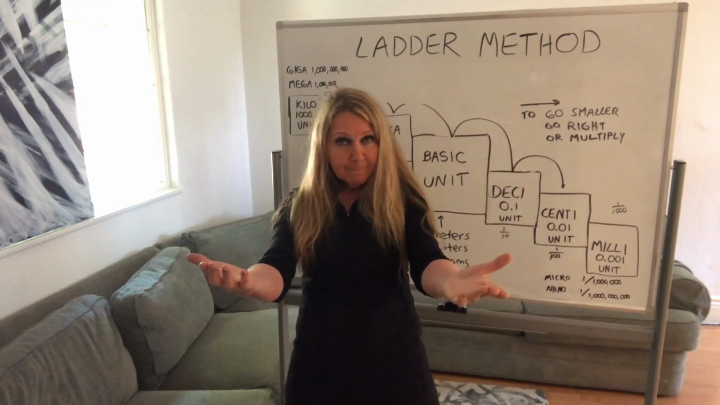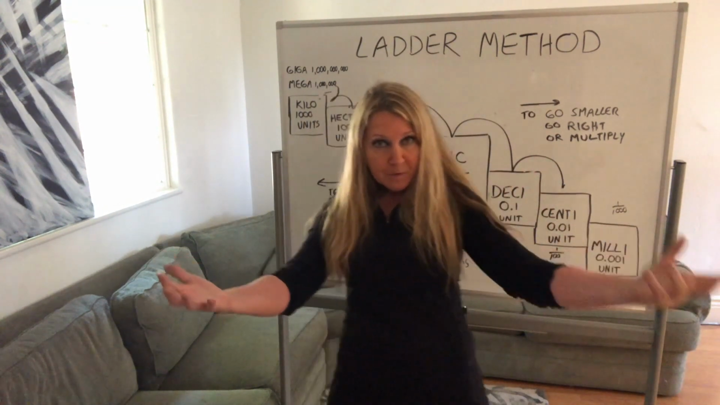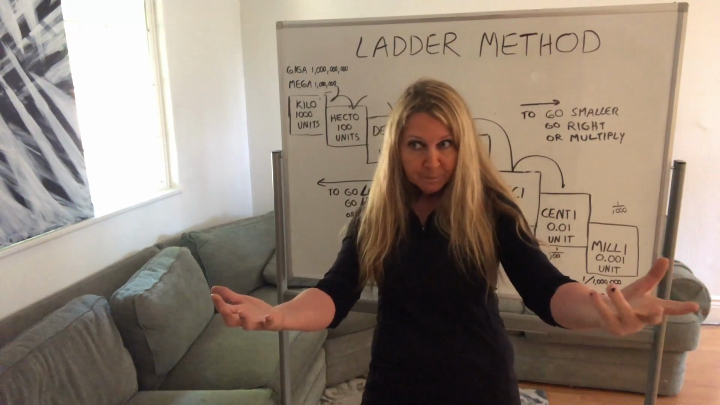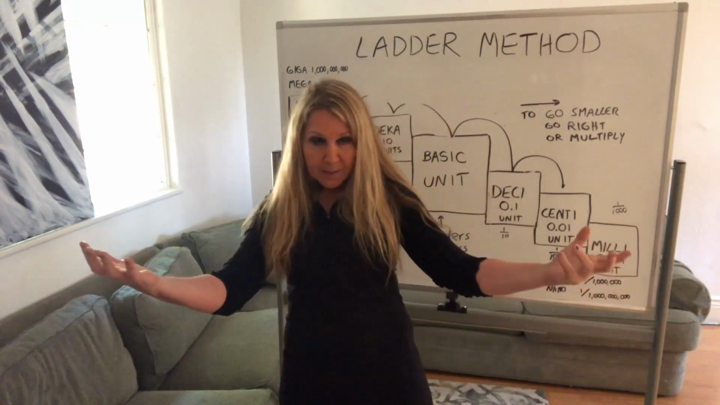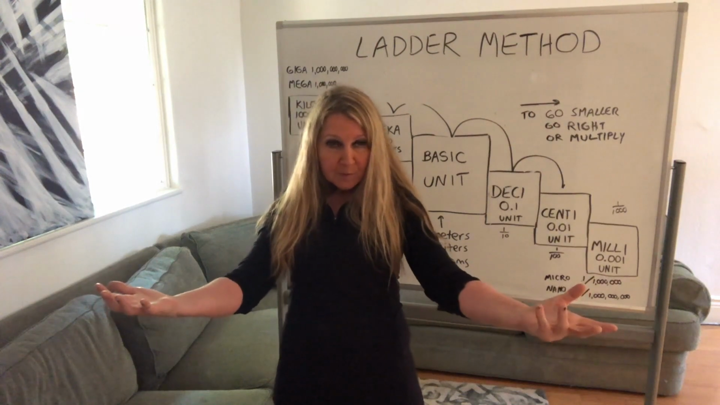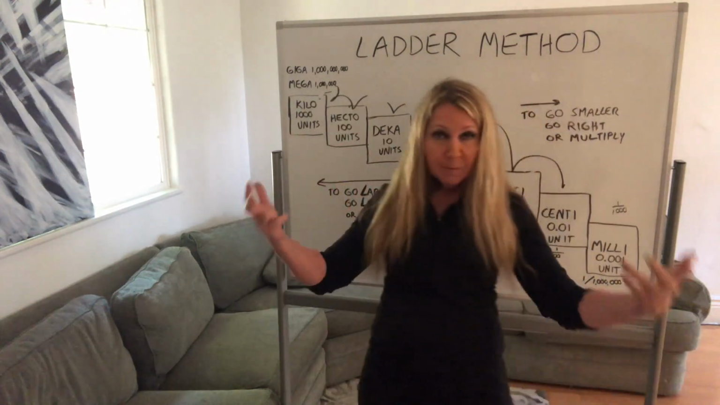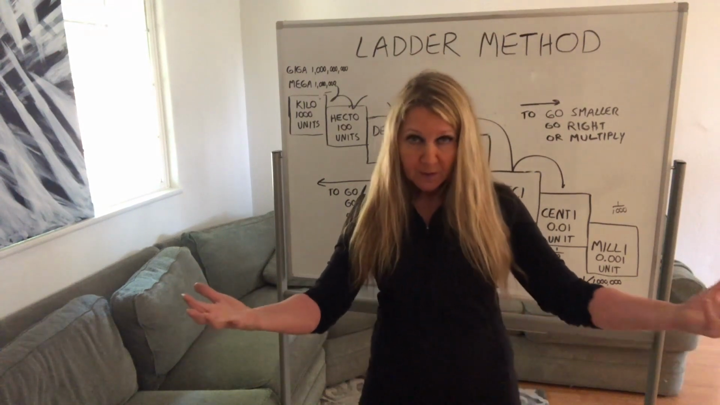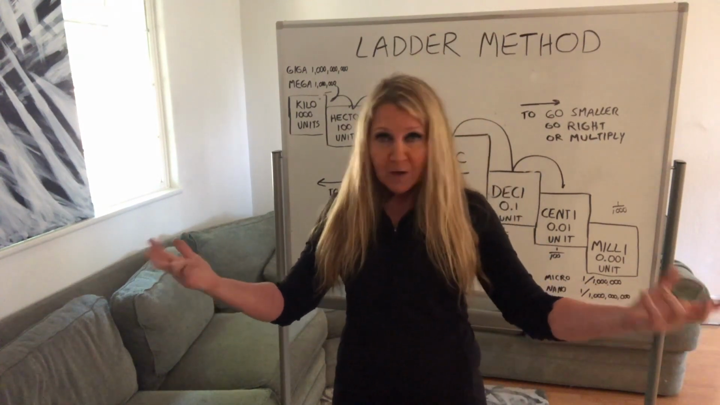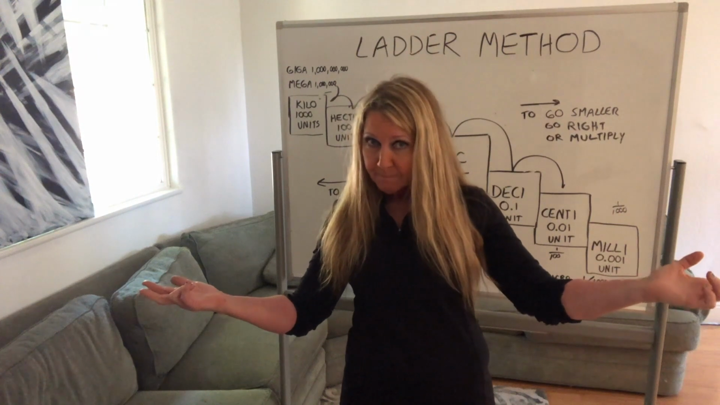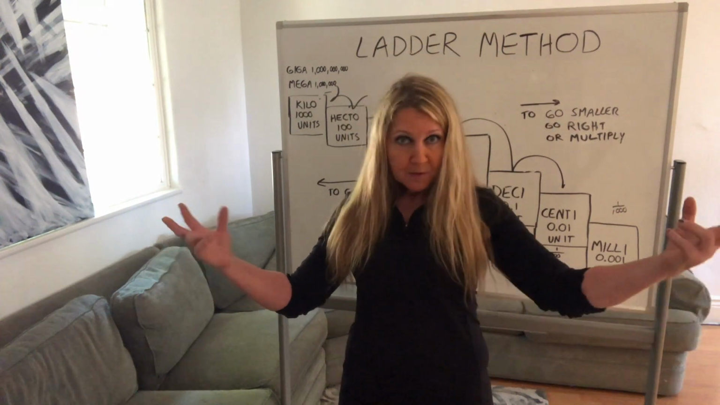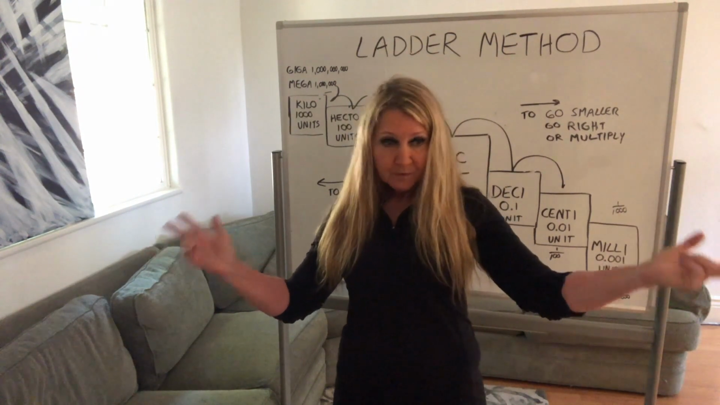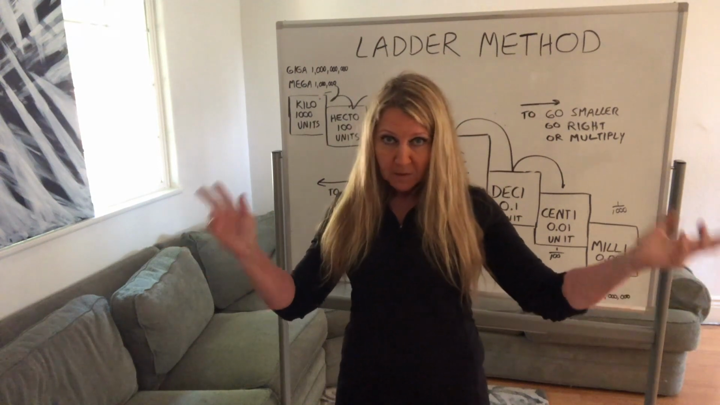Gram is the measurement of mass. And a liter is the measurement of volume. We use this ladder method to convert from one unit to another in the metric system. It's really just about dividing or multiplying by 10, or if you're working with the decimal, moving the decimal to the left or to the right.